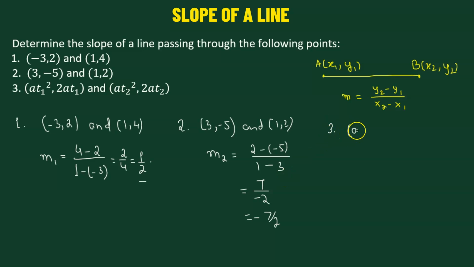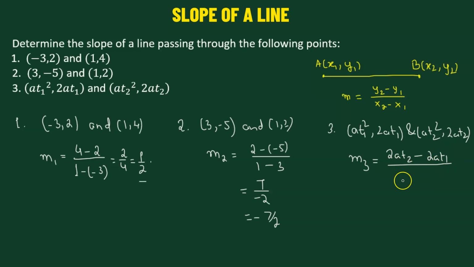Here we have the first point with coordinates at1 squared, 2at1. And the other point has the coordinates at2 squared, 2at2. If we join the 2 points with a straight line, then the slope of that line is going to be the difference of the y coordinates, 2at2 minus 2at1, divided by the difference of the x coordinates, that's at2 squared minus at1 squared.